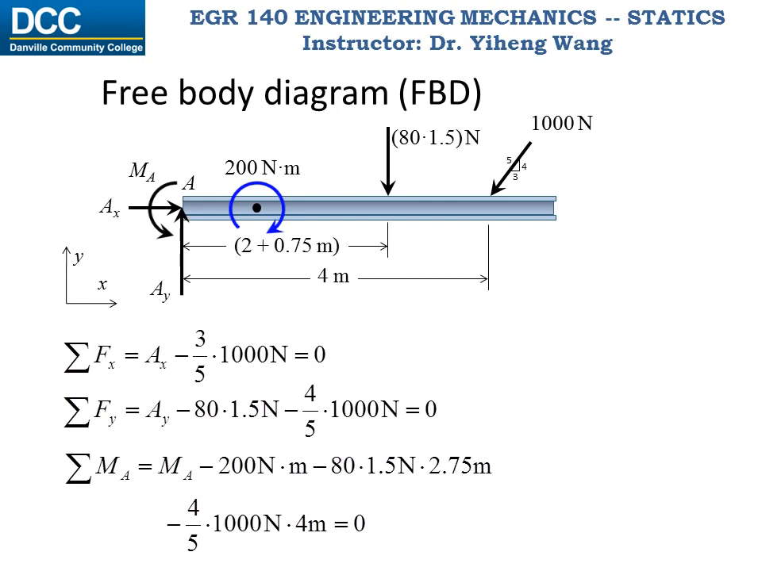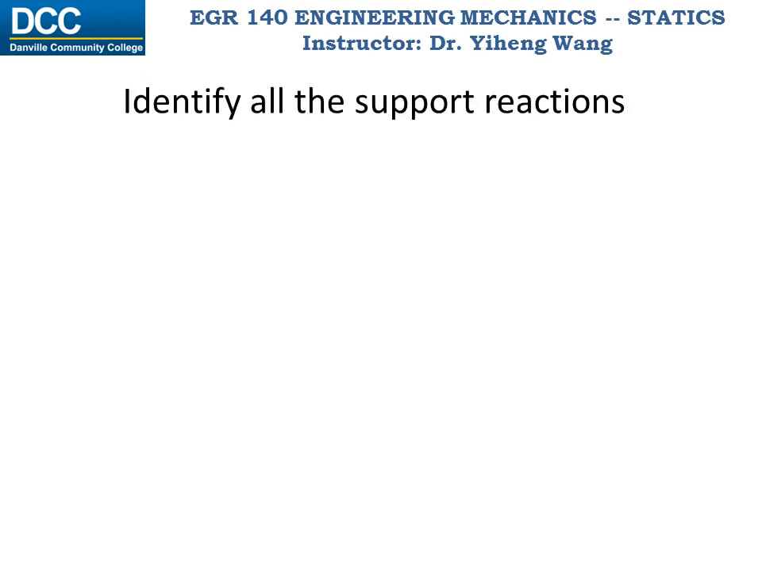Now we have three equations, three unknowns. We can solve for all of them. The solutions all have positive magnitudes, and that means they have the same directions as we assumed in the free body diagram. If the calculated result is negative, then it has the opposite direction as assumed.